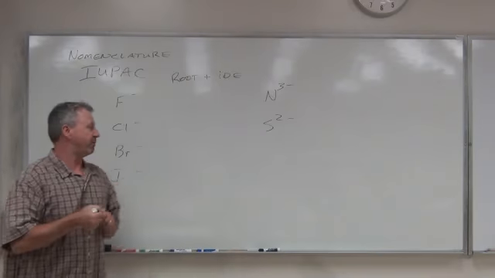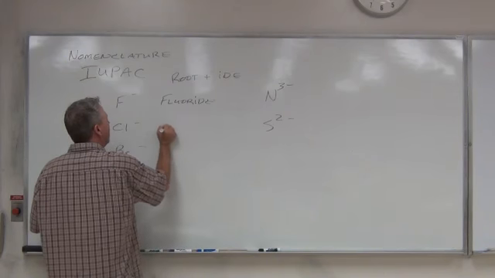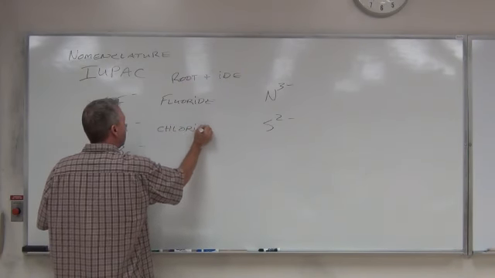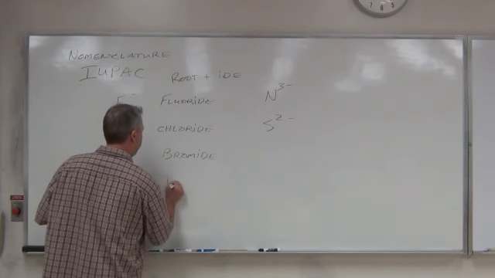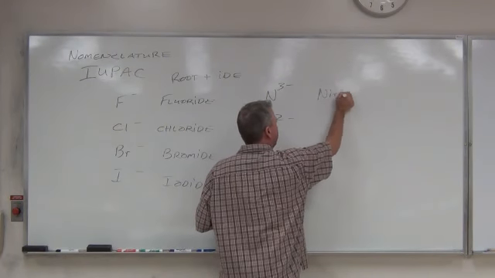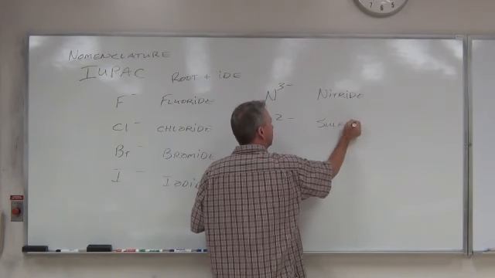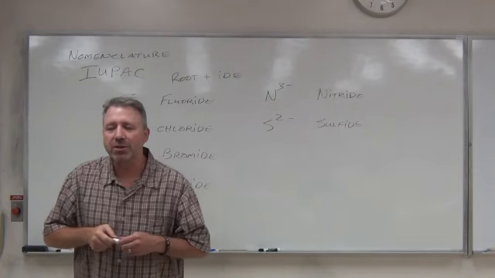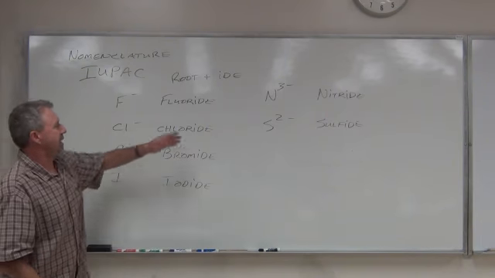So F minus would be fluoride. Chloride. Bromide. Iodide. N minus 3, nitride. S2 minus, sulfide. Unfortunately, there's no consistent rule where I could say, look, take the element's name, drop off the UR, add IDE. It doesn't work that way. You just have to get a feel.